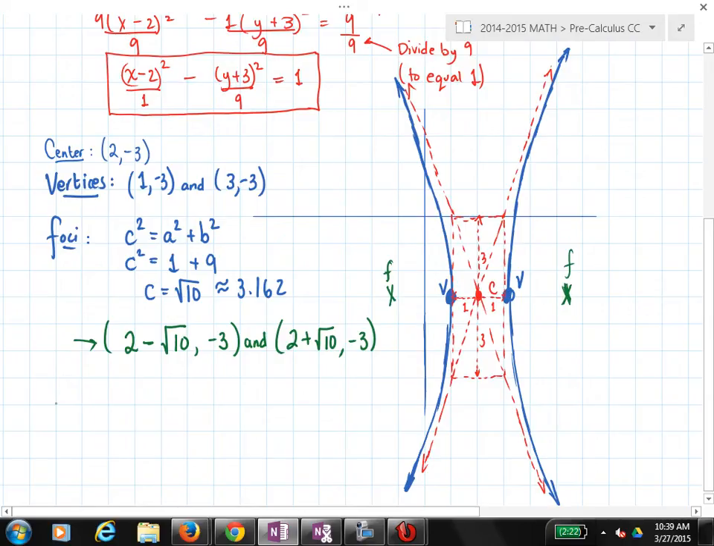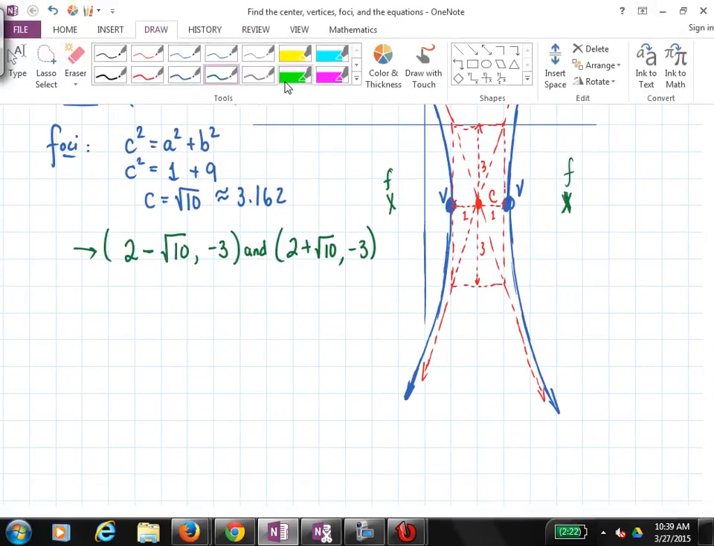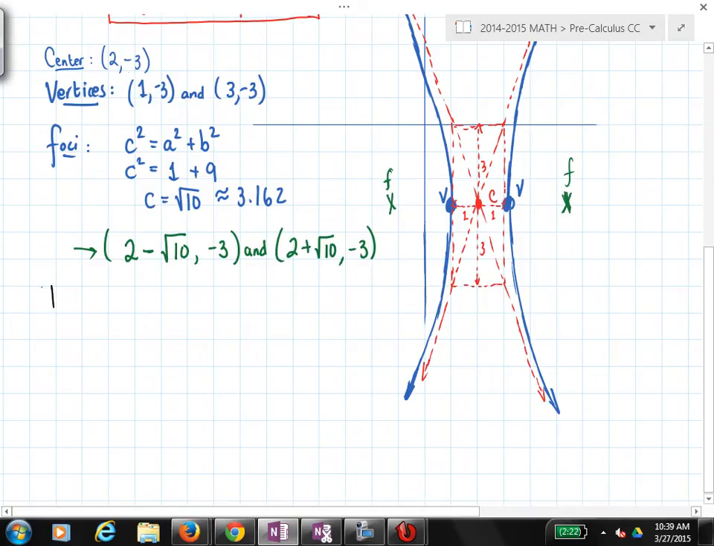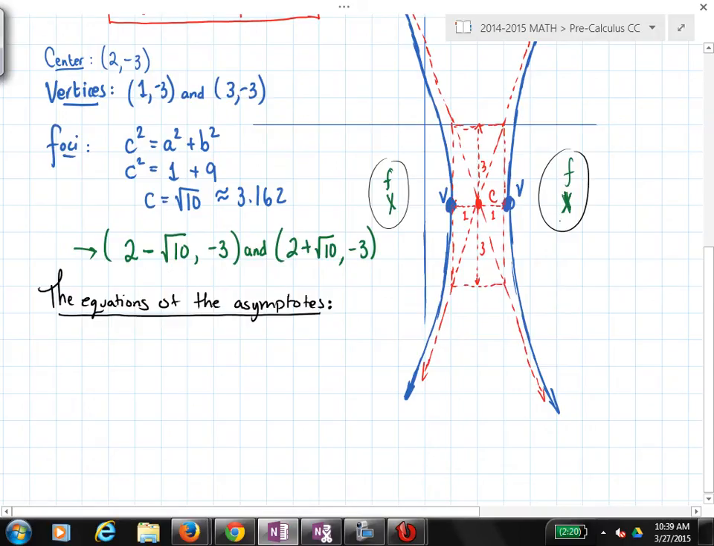All right, the next thing that we're going to look at is the equations of the asymptotes. There's one here and one here. From the center point, one goes this way and one goes that way.